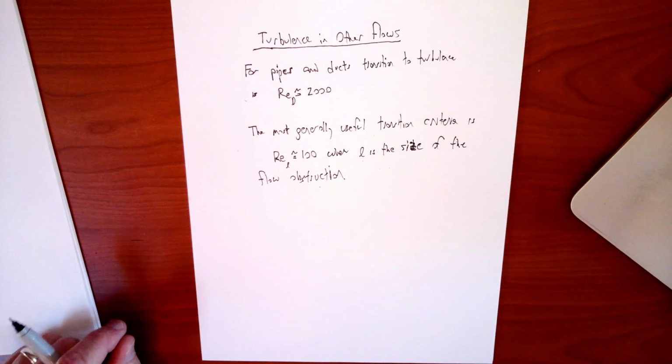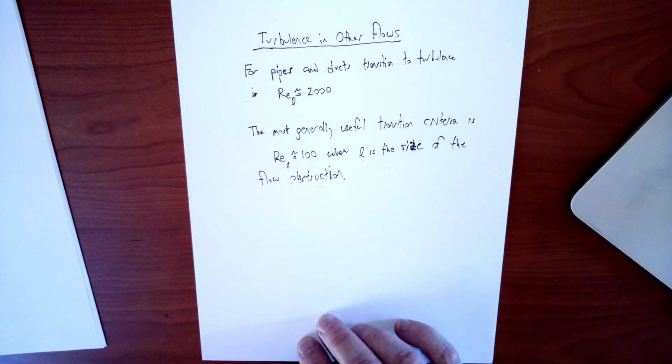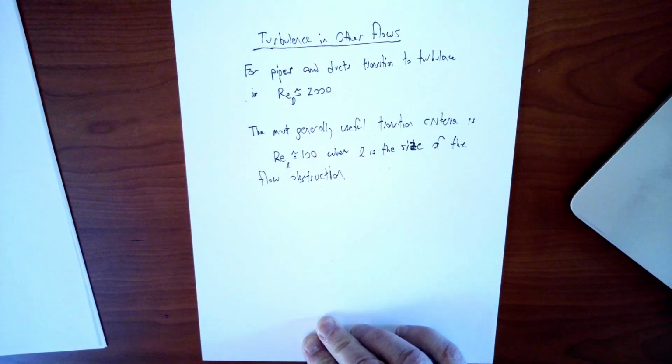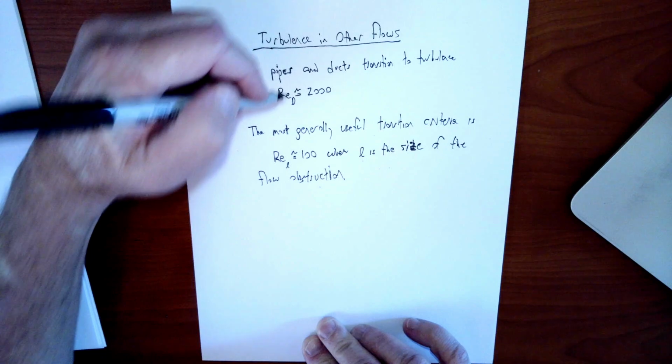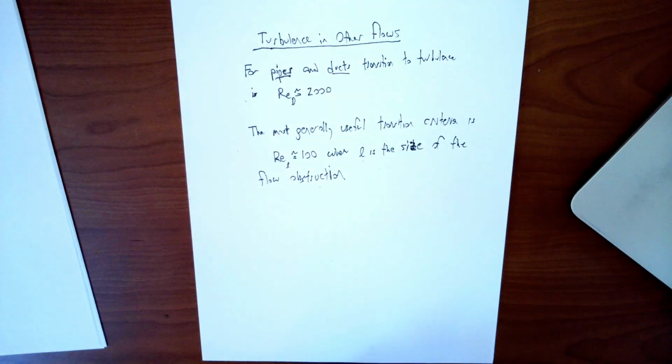Now that we've identified turbulence as a condition that occurs when inertia becomes sufficiently large relative to the stabilizing viscosity effects, we can look at when that occurs in other types of flows. So we know that for pipes and ducts, that is, flows that are contained in some kind of a container, we call those internal flows. We'll be looking at that again in a minute.